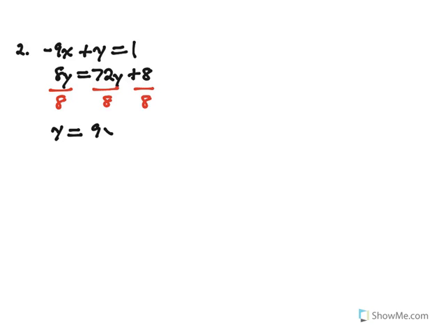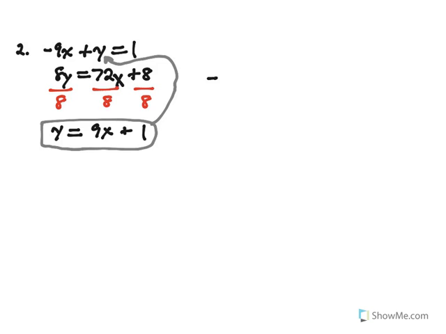You get y equals 72 divided by 8 is 9. This should be an x, by the way, 72x. So that's going to be 9x plus 1. And now we already have one of the variables solved, and then we're going to take this and substitute it into the y variable for the first equation. Remember, you're substituting into the other one. Then we'll do that over here. Let's see what we get.